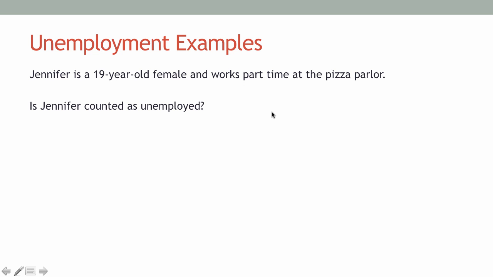How about Jennifer? Jennifer is a 19-year-old female. She works part-time at the pizza parlor. Is Jennifer counted as unemployed? Well, she's over 16. She's working part-time, but she's not actively looking for work. She's actually considered employed. So she's employed by the pizza parlor. So no, we do not count her as unemployed either.